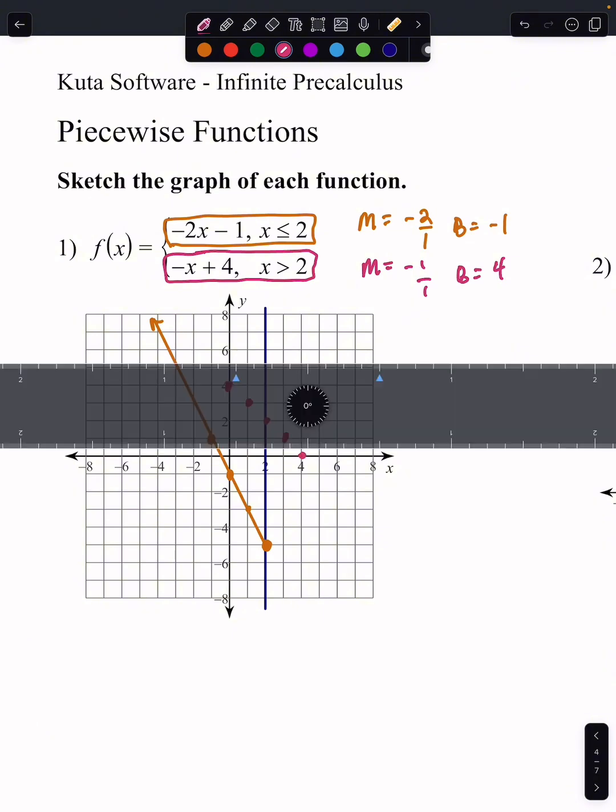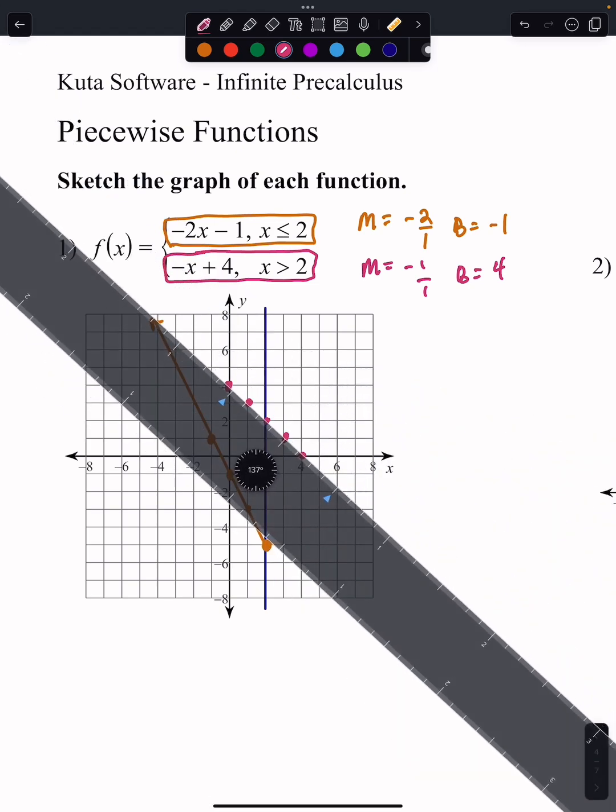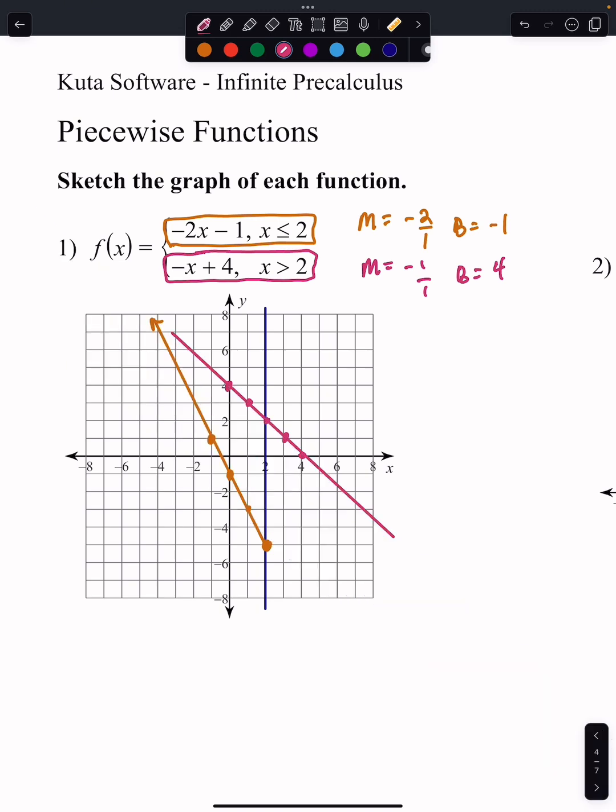All right. Do I need the whole thing or just part of it? Hopefully you said part of it. I only need to the right of my boundary line. So I'm going to erase this part. And then there's my little arrow down here.